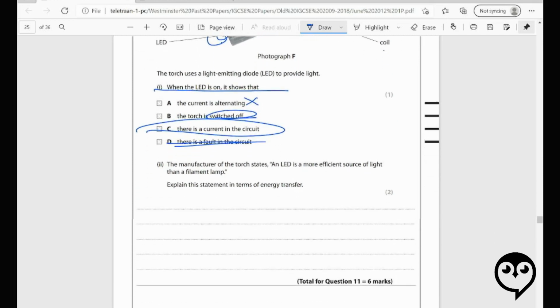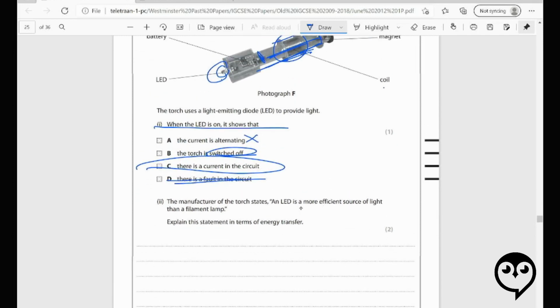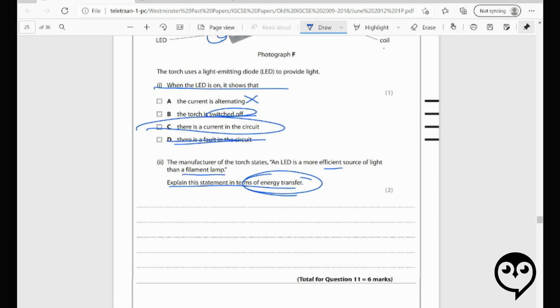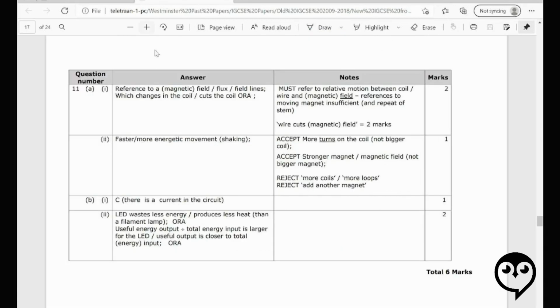The manufacturer states that an LED is more efficient than a filament lamp. Explain this in terms of energy transfer. Well, what a filament lamp does is it actually gives off far more heat than it does light. If you've ever seen the old-fashioned light bulbs, they were quite hot. LEDs don't give off as much heat. Let's take a look at what they say.